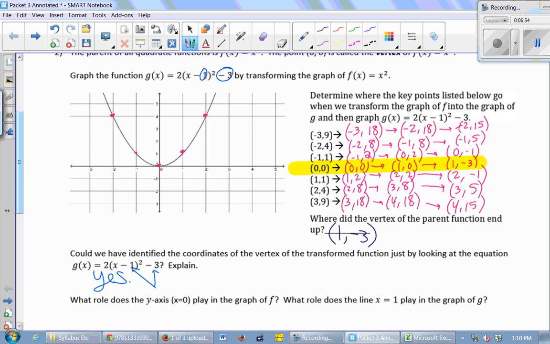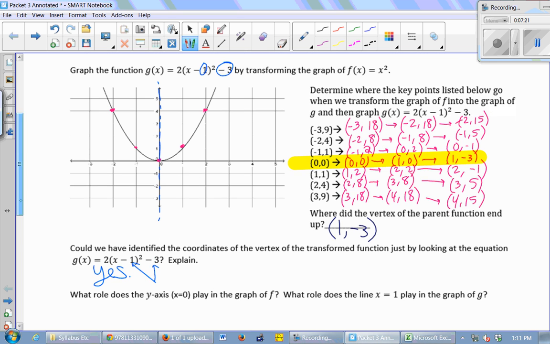And then what role does the y-axis play in the graph of f? What's special about that line right there in the graph of the original parent? It goes through the origin, yep. It splits it in half, line of symmetry, yeah. It acts like a mirror for the graph of f, yeah. So we call that an axis of symmetry.